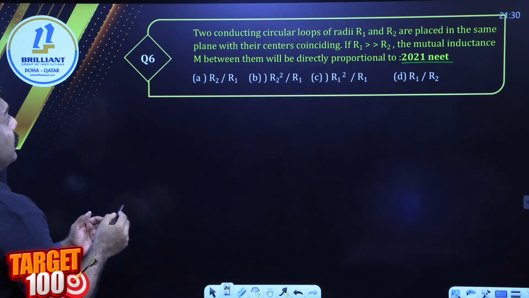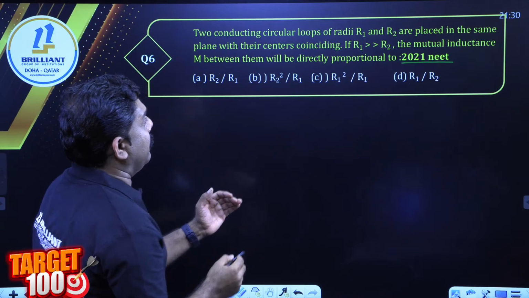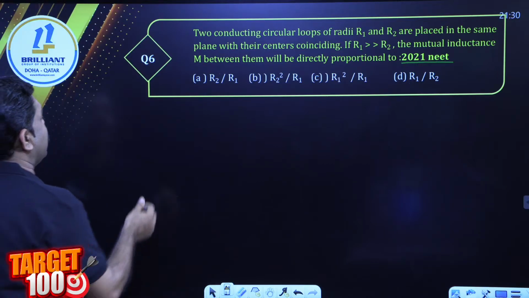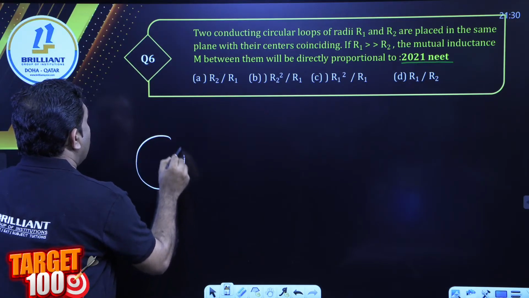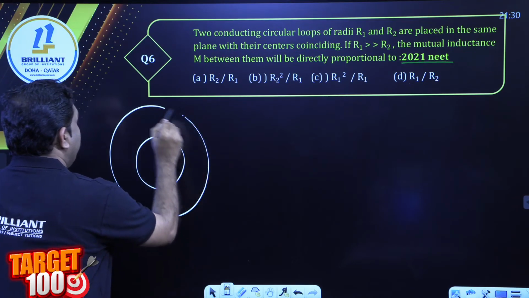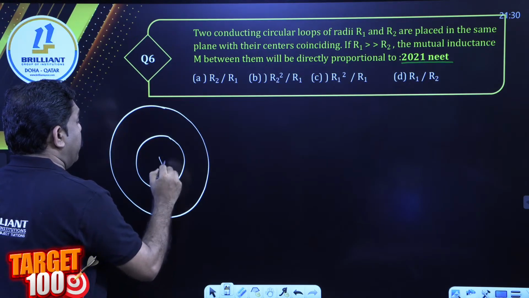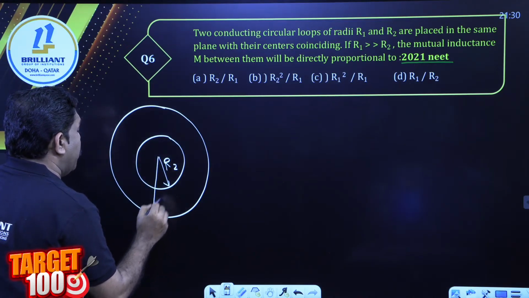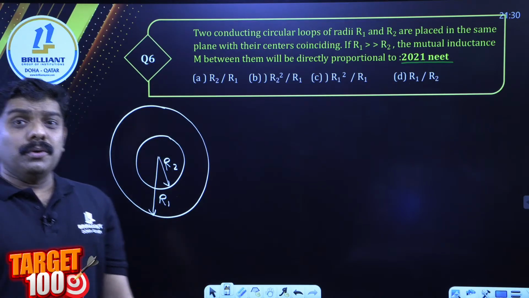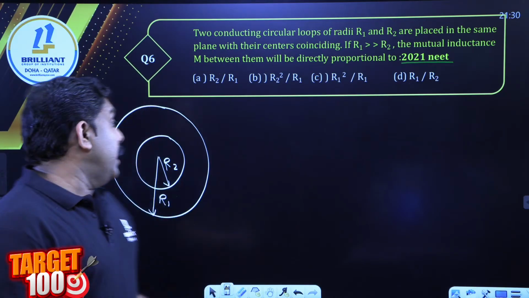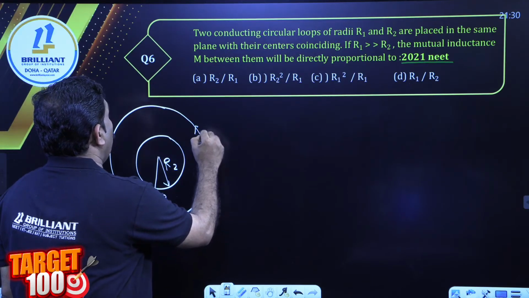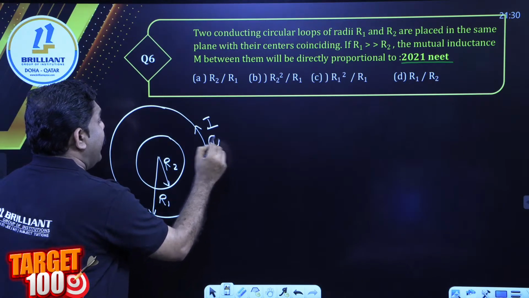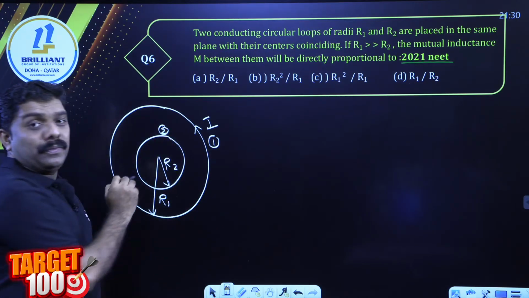So here in the question, two circular loops are given, R1 and R2, with R1 greater than R2. I'm marking R2 here and R1 here. This radius is R2, and this radius is R1. We are assuming current flows through the outer loop. The outer loop I'm marking as 1 and the inner loop as 2.